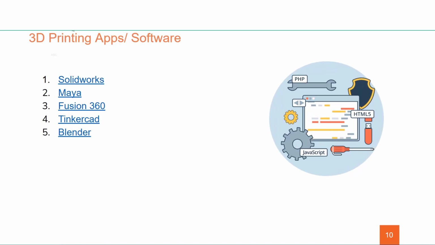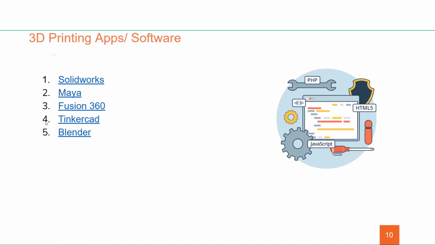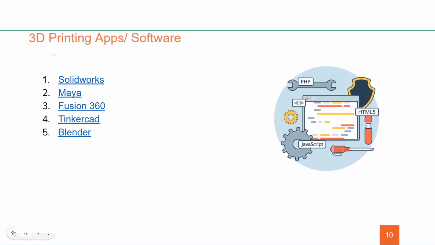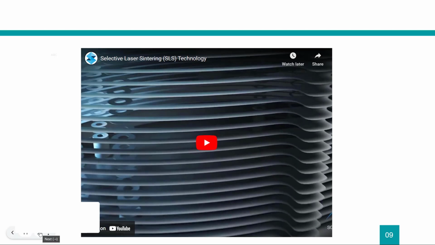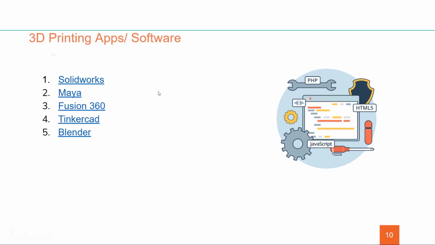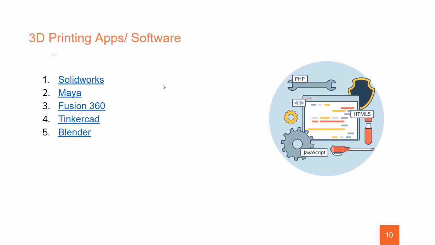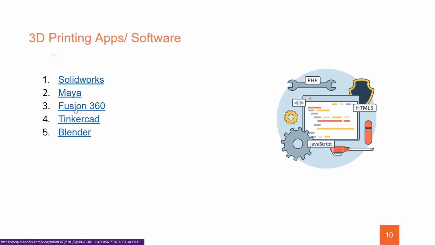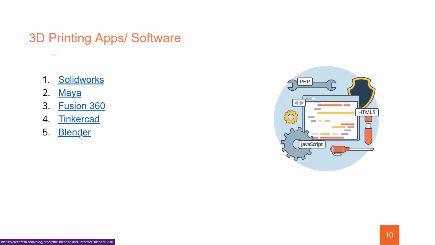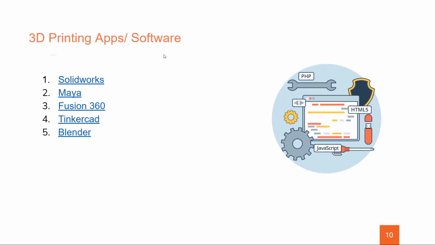In this lesson, we will learn about 3D printing apps or software. In our previous lesson, we learned about SLS, SLA, and FDM. So let's look at some software that you can use to model your 3D objects. We have SolidWorks, Maya, Fusion 360, Tinkercad, and Blender. I'll open this site in a moment.